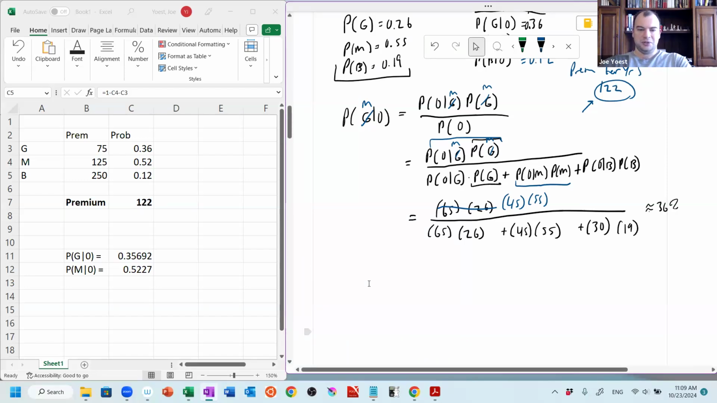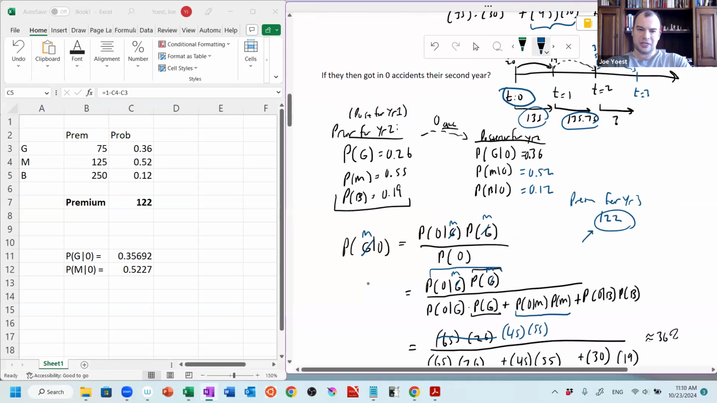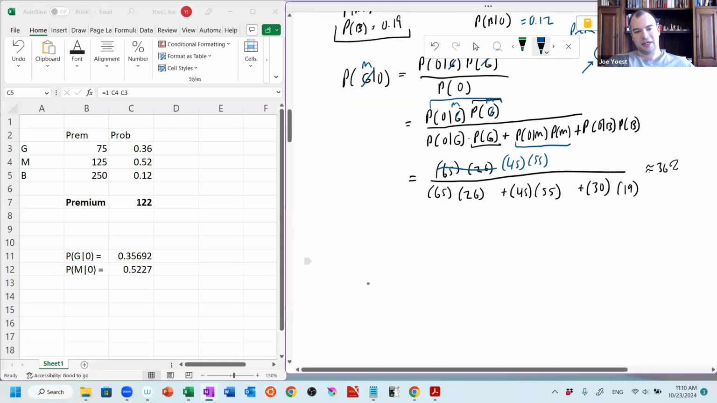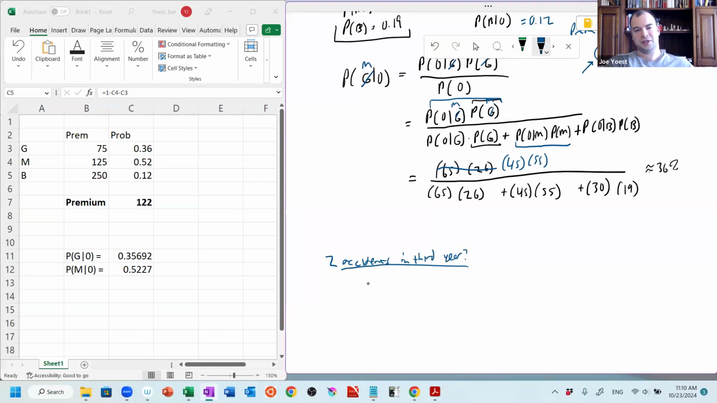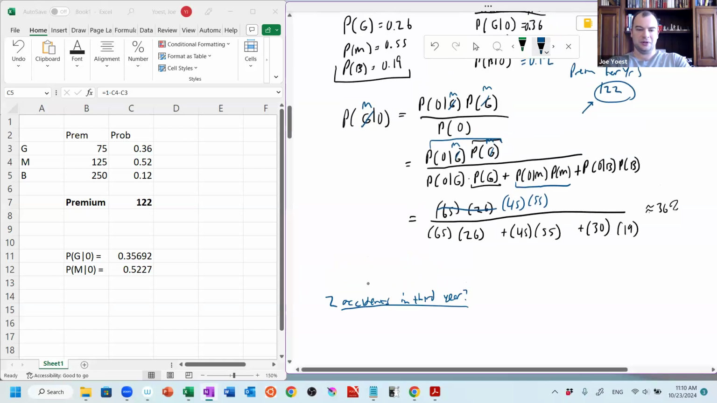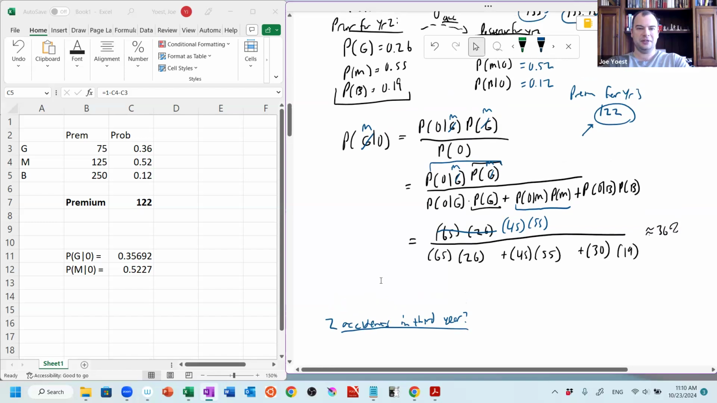And one point that I want to note really quickly here, this is kind of a minor point. What if we had, what were we on? Second year. What if we got in two accidents in our third year? We're not going to go completely through this part of the example, but let's just look at one aspect of it.